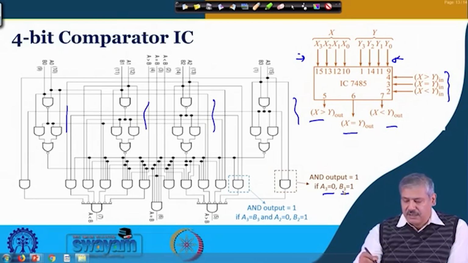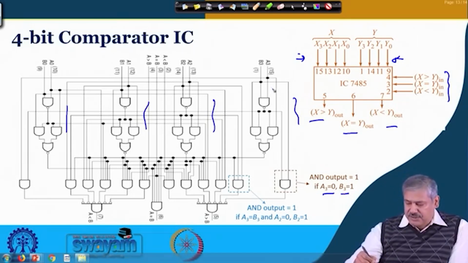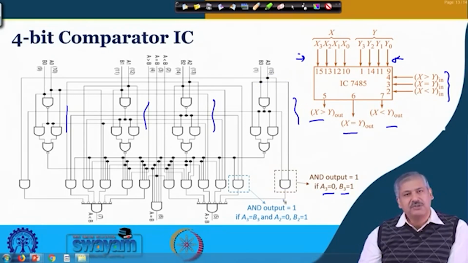You can see that if A3 is equal to 0, this output will be 1, and B3 is equal to 1, then this 1 is also coming. So both of them are 1, so this AND gate output will be 1. So this is 1, this is 0, so this output will be 0, because this is an AND gate, and at the input of it, its inverse is 0.